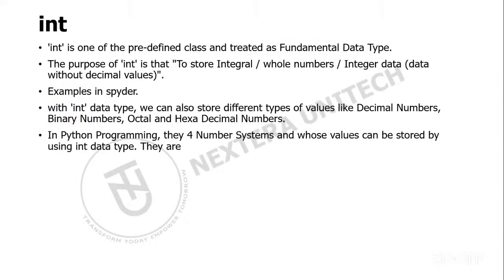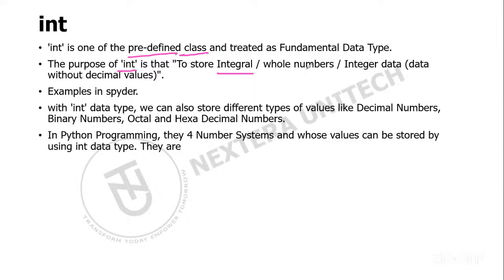So what is the purpose of int data type? Int is a predefined class. What is a class? We'll discuss slowly and steadily, we'll go together. Okay. So int is a predefined class and it is part of fundamental category data type. What is the purpose of int? Int helps us to store integer values.